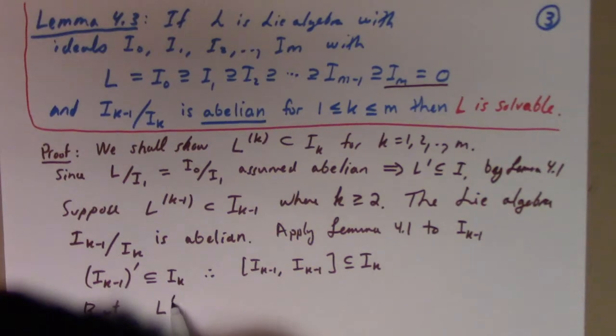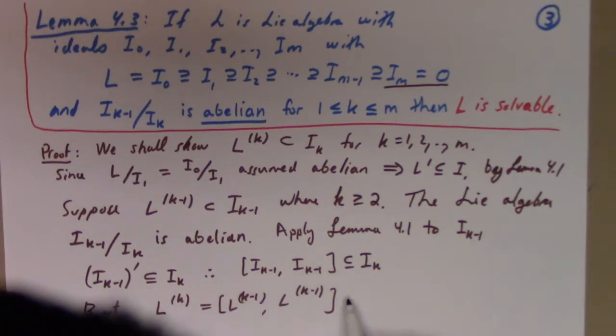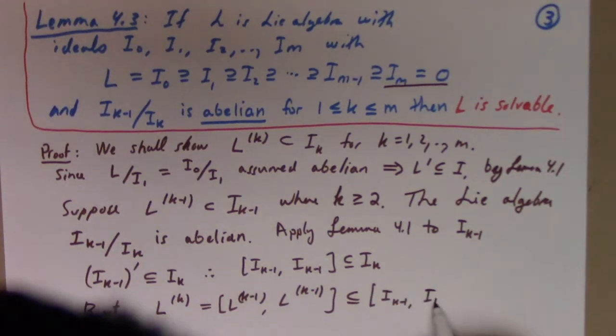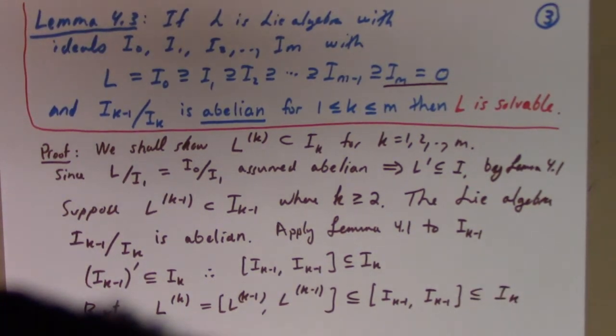So we have L_k is equal to, of course, the bracket of L_{k-1} with L_{k-1}, which is a subset of the bracket of I_{k-1} with I_{k-1}. How do I know that? That was the induction hypothesis, right? And then this is a subset of I_k. Hence, the kth derived algebra is a subset of I_k.